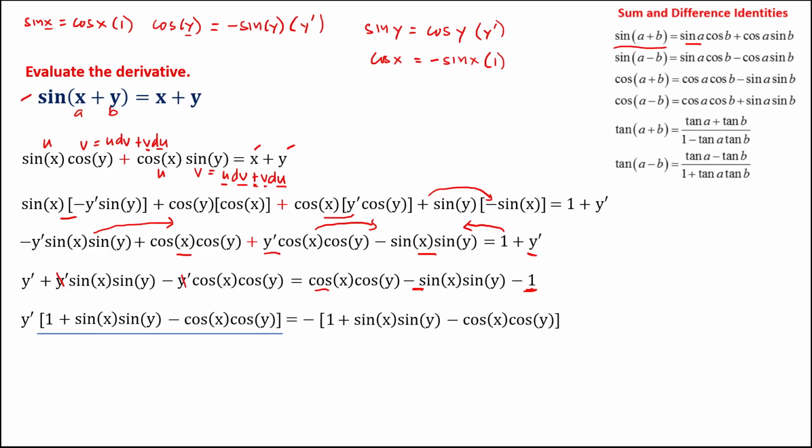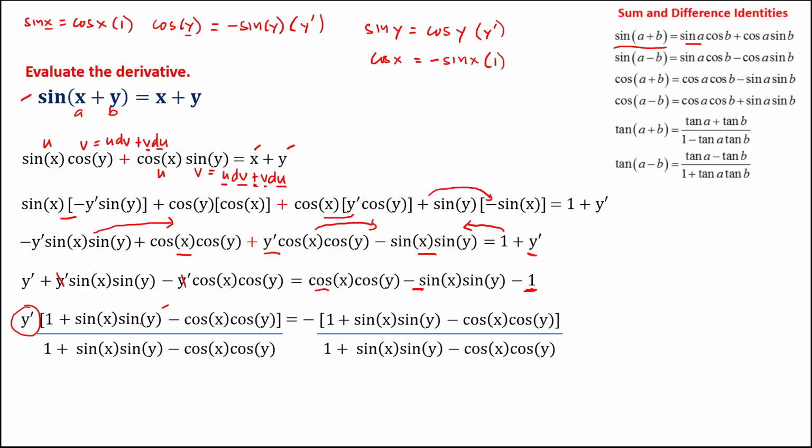Then we need to divide both sides by this expression to solve for Y prime. So divide by 1 plus sine X sine Y minus cosine X cosine Y on both sides. So this one cancels, and we have Y prime equals negative. Now take note that a number divided by itself is equal to 1. Therefore the derivative is equal to negative 1.